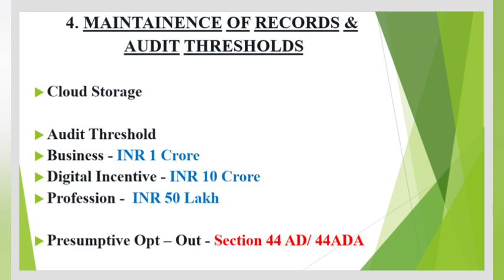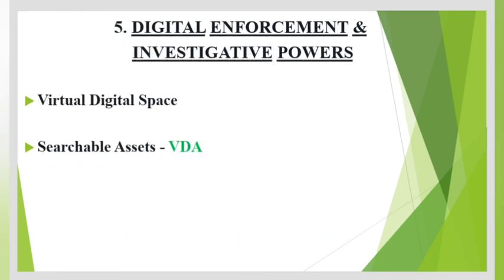Presumptive opt-out. Taxpayers who previously used presumptive schemes, Section 44AD and 44ADA, but now claim profits lower than the deemed rates must undergo an audit if the total income exceeds the basic exemption limit. Fifth, digital enforcement and investigative powers.